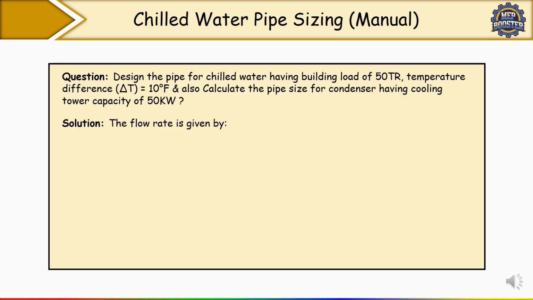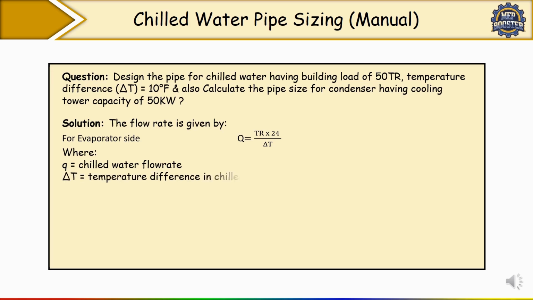First, the flow rate for the evaporator side. If you want to calculate the flow value, all of you know the formula relationship: Q = TR × 24 / delta T. In this equation, Q is the chilled water flow rate and delta T is the temperature difference in degree Fahrenheit. This is our formula.